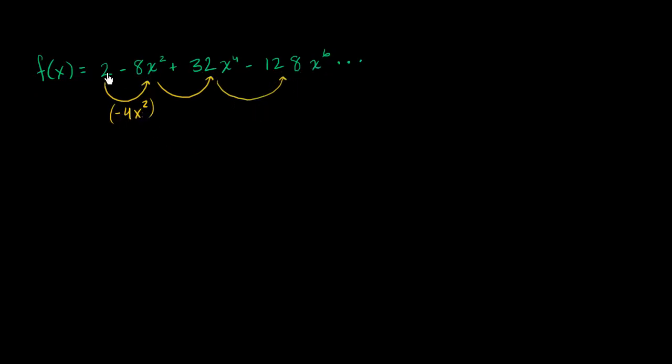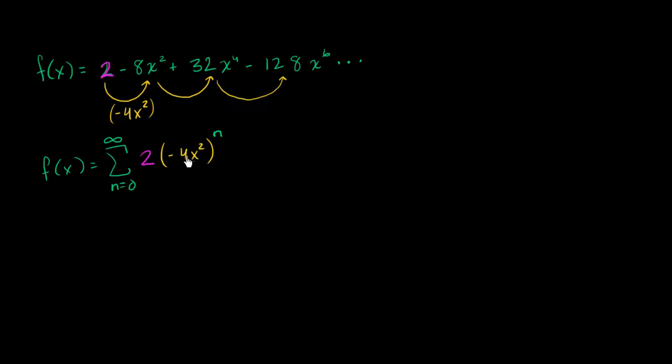Our first term is 2. So we can rewrite f of x as being equal to the sum from n equals 0 to infinity of, let's see, our first term here is 2, 2 times negative 4x squared to the nth power. This is a geometric series where our common ratio is negative 4x squared.